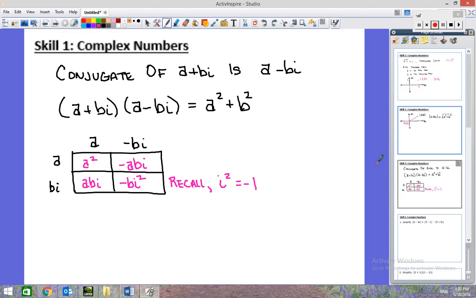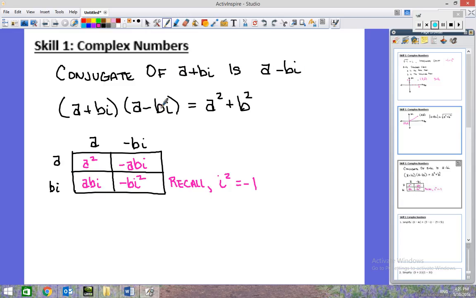Oftentimes, especially with division of complex numbers, we are interested in the conjugate of a complex number. So the conjugate of a plus bi is defined to be a minus bi. Notice that the real parts are the same, but the imaginary part is equal and opposite.